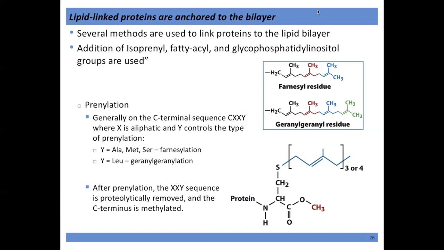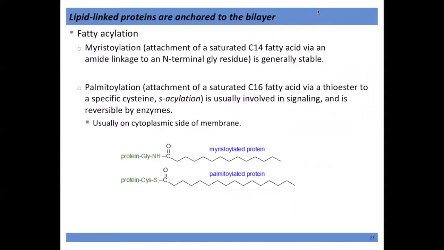Now, if Y tends to be a leucine in this sequence right there, then you get the geranylation occurring. And then what happens after you get this prenyl group, either the farnesyl or geranyl, then you actually cleave off the XXY sequence and methylate the C-terminus there. So this is found at the C-terminus. So you have those sequence of amino acids and you have the cysteine, that then you add this hydrophobic tail. And this hydrophobic tail can then interact and anchor that protein within the membrane.